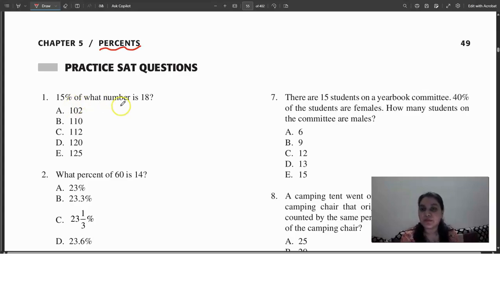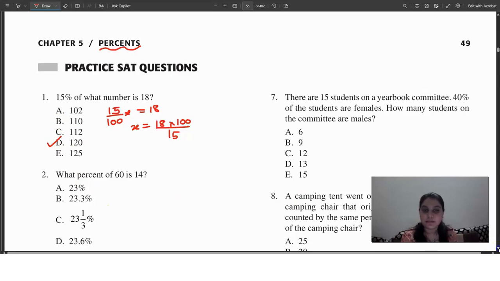So 15% of what number is equal to 18? Here 15% of a number, say x, can be equal to 18. So x will be equal to 18 multiplied by 100 divided by 15. You can cancel it out. You can start by cancelling it by 3. Ultimately, you're going to get 120. So D option is correct.